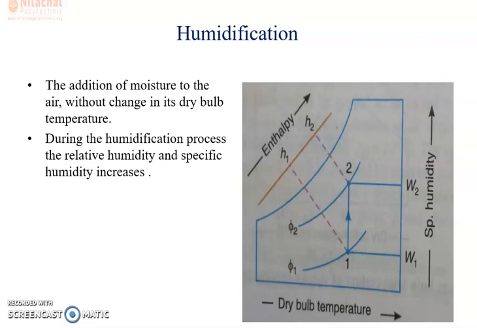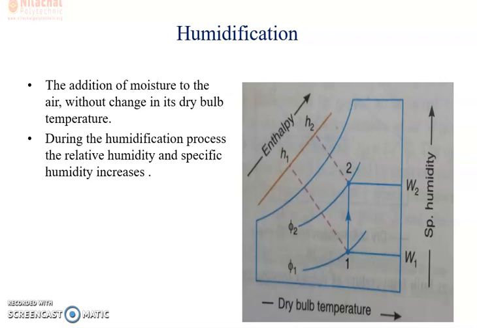In the last video, we already started the psychrometric processes. Today we are going to another process, that is humidification. So first, let us know what humidification is. Humidification is the addition of moisture to the air without change in its dry bulb temperature. That is known as humidification.